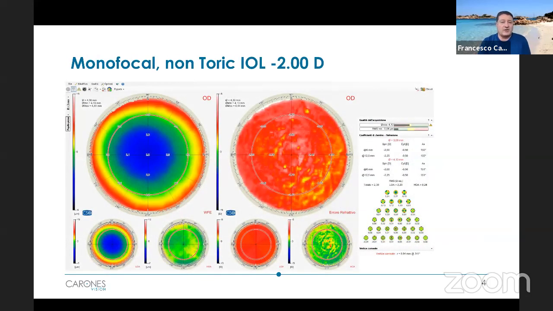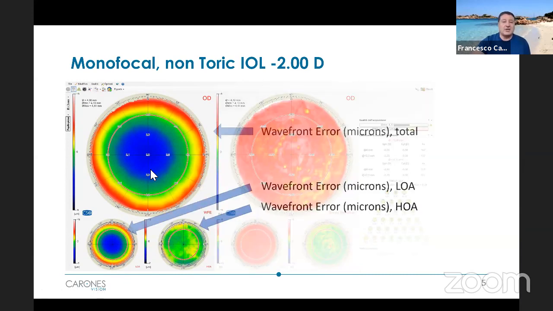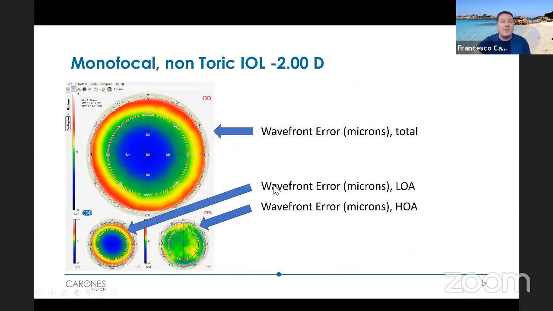I'm presenting to you, to start with, an aberrometry of a monofocal non-toric IOL set at -2 as the final target. To better explain how these aberrometry readings should be interpreted, here is the part regarding the wavefront error in terms of microns, and here is the total wavefront error. You see here the wavefront error, again in microns, for low order aberrations in this part of the image, and here the high order aberrations wavefront error in microns. This is pretty much what aberrometers do, generally speaking.